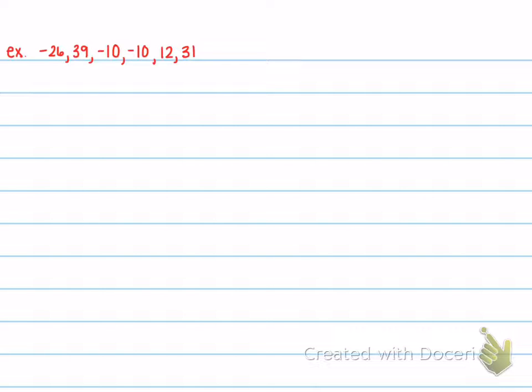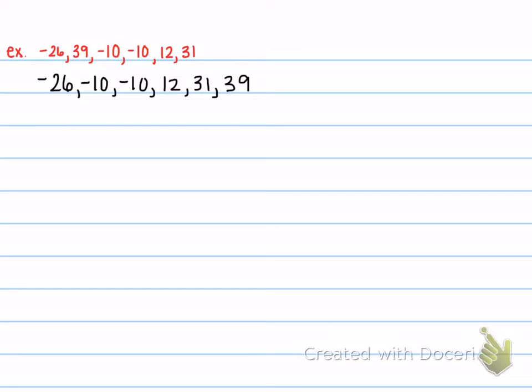All right, now remember, we like to start by putting things in order from least to greatest. So I would go negative 26, negative 10, negative 10, 12, 31, 39.